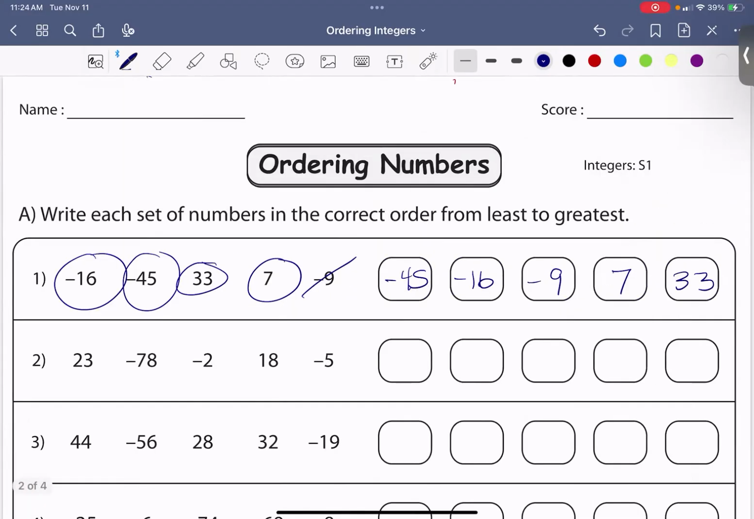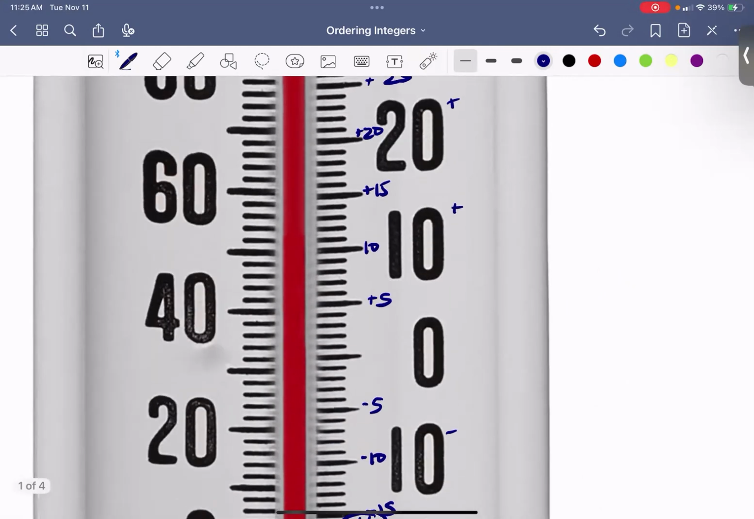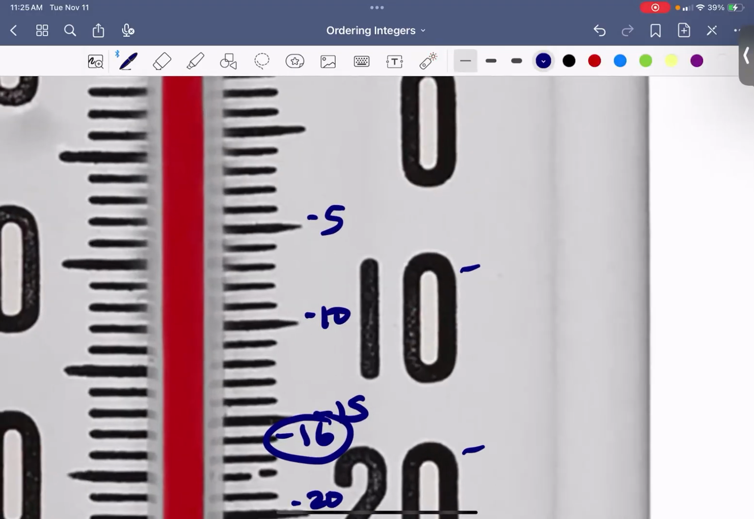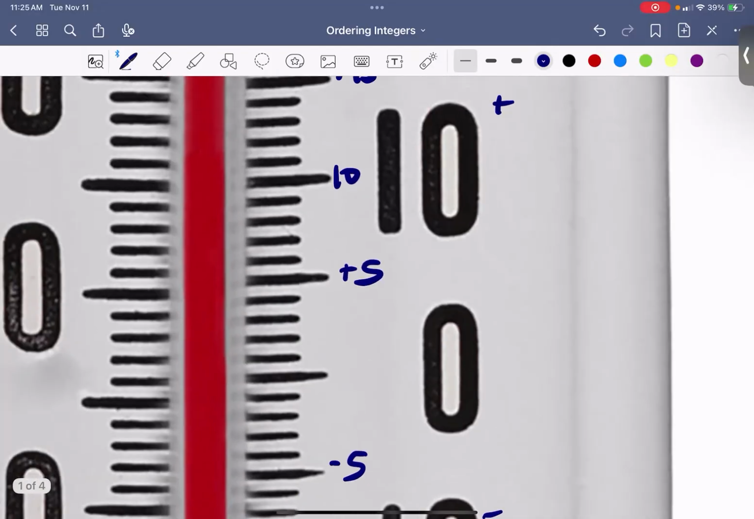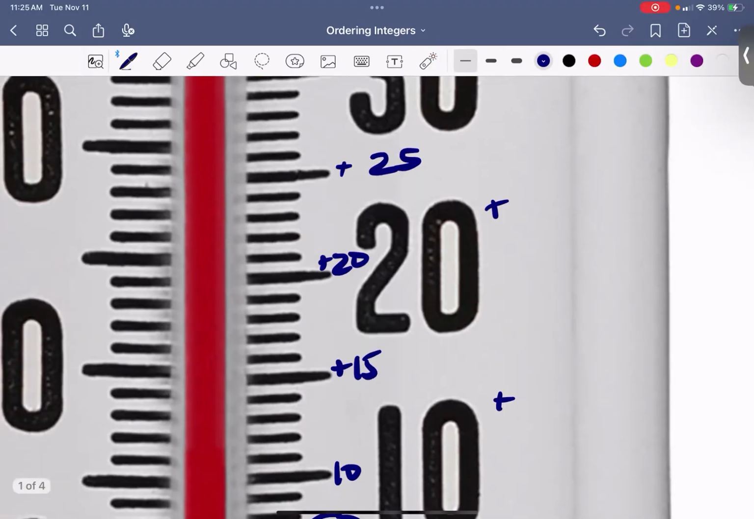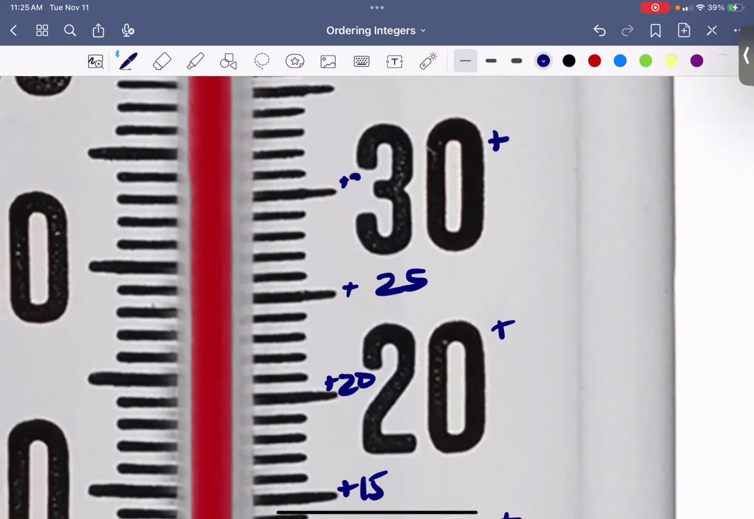Then after that, we have -9 and then 7. So -9. This is -10. -9 is bigger than -10. So -9 will go right here. Then +7. So this is +5, +6, +7 will go right here. And then the biggest number was +33. So this is +30. So 31, 32, +33.